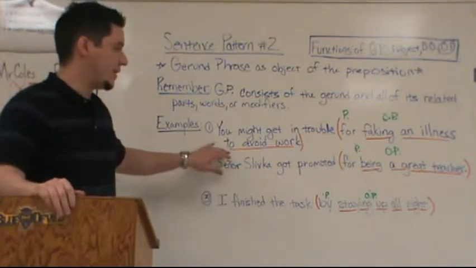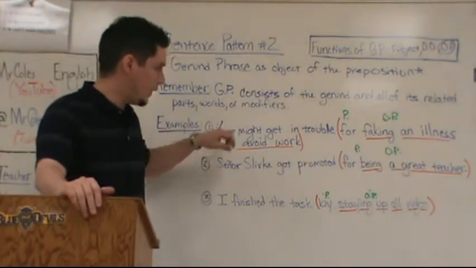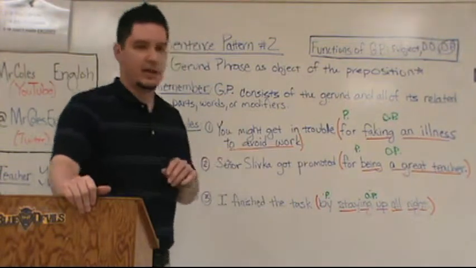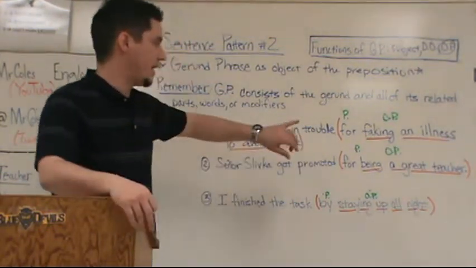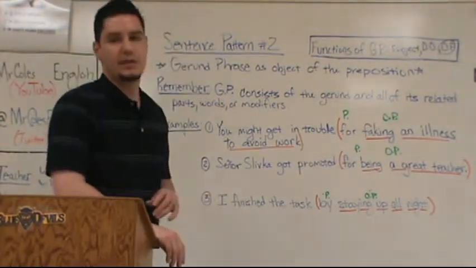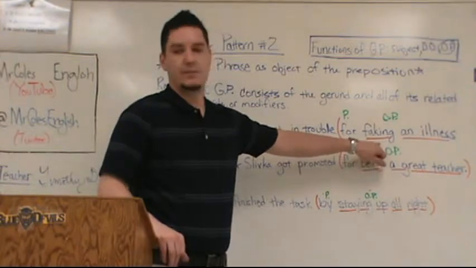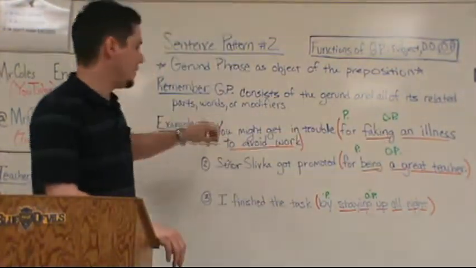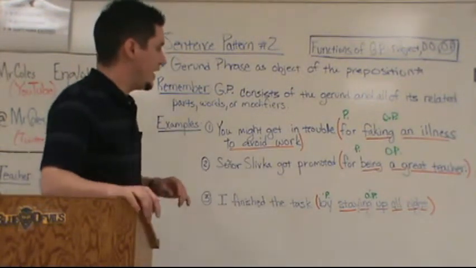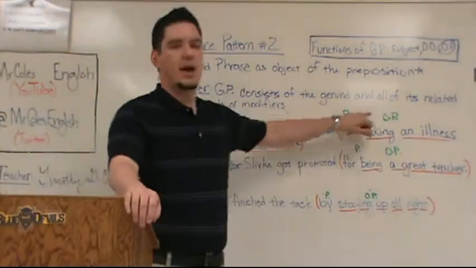The first sentence: you might get in trouble for faking an illness to avoid work. In this case, we have our subject, and we have a helping verb and the verb, might get. In trouble is our prepositional phrase. Then we have the phrase for faking an illness to avoid work. Now don't confuse sentence parts here with the sentence function. In this case we have the preposition for. Then we have the gerund, faking. And the related parts are an illness to avoid work. So if we look at the overall structure of the sentence and what the purpose is, as a function, this is the preposition, and faking an illness to avoid work, all of that together works to create our object of the preposition.